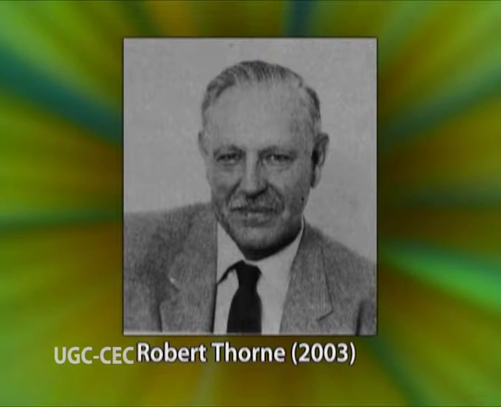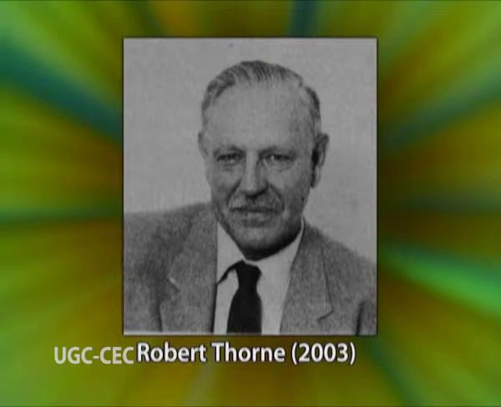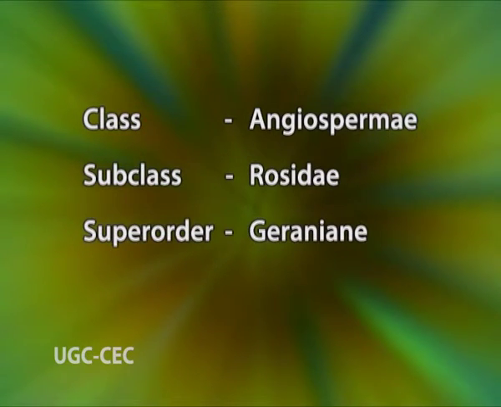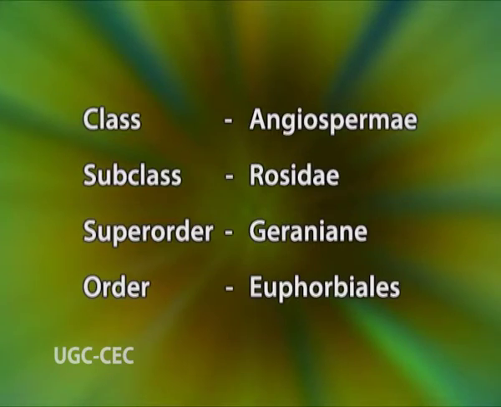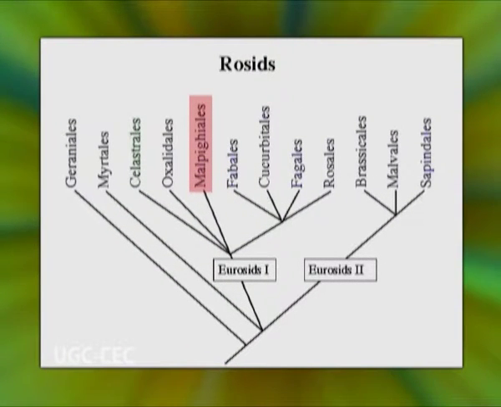According to Robert Thorne, an American taxonomist, Euphorbiaceae is placed in class Angiospermae, subclass Rosidae, superorder Geranianae, order Euphorbiales. The Angiosperm Phylogeny Group 2003, a large group of taxonomists led by Peter Stevens, who have proposed a rankless phylogenetic system of classification, classify Euphorbiaceae under the clade Eudicots and Malpighiales of subclade Eurosids first.